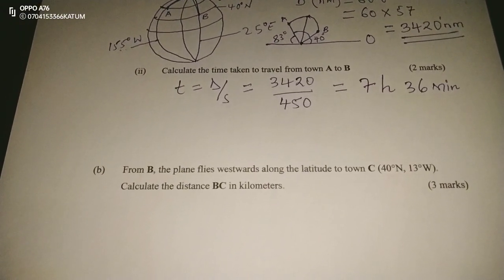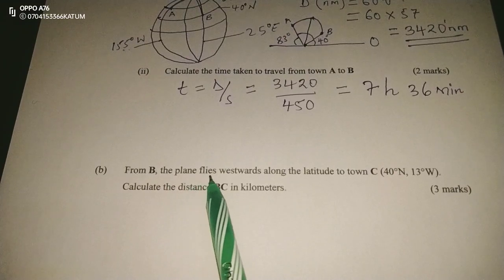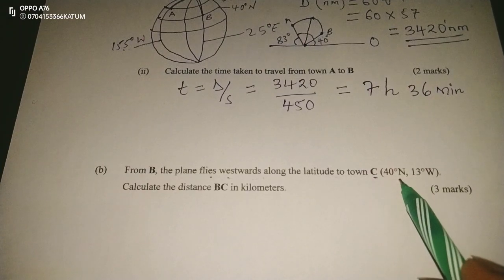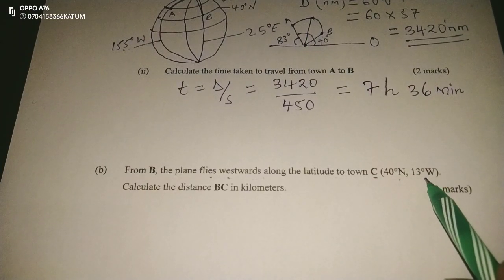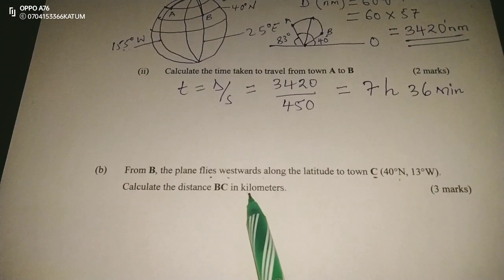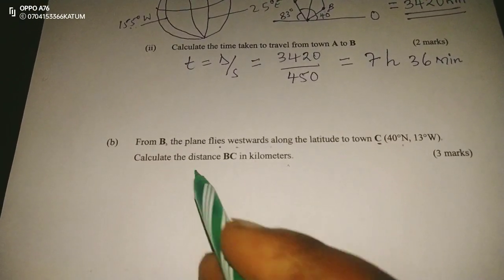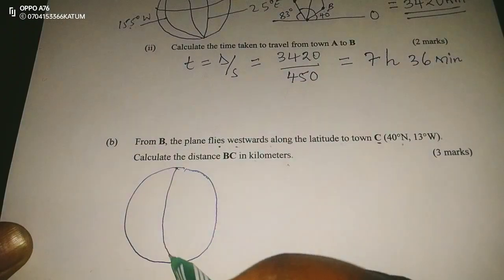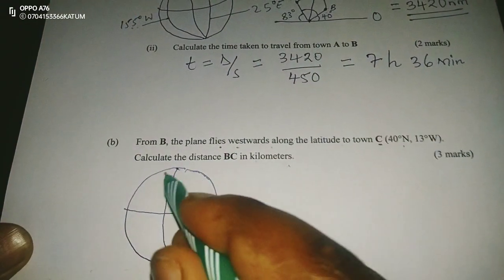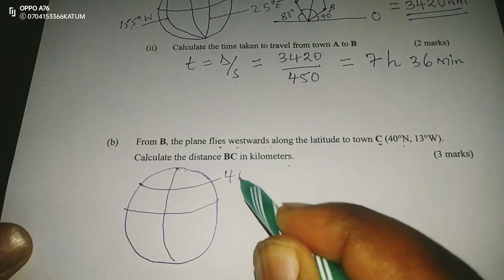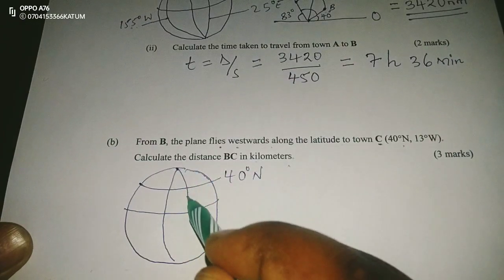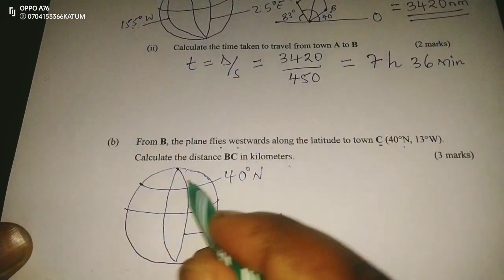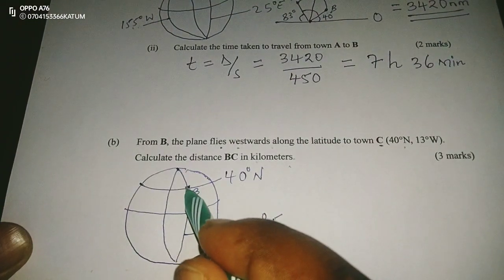We are given further information that from B, the plane flies westwards along the latitude to town C, which is 40 degrees north, 13 degrees in the west. Calculate the distance BC in kilometers. Therefore, in this case now, we are moving from B, then we are going to the west. This is a prime meridian. This is a equator. Now, we were on 40 degrees north and 25 degrees east. But now we want to move from this point, which is B, to another place, which is C.